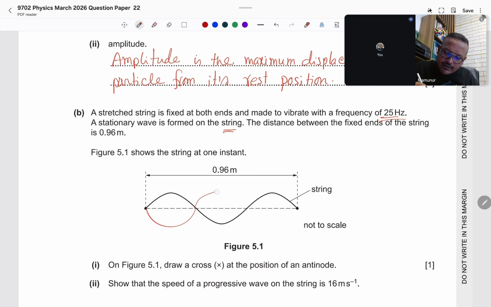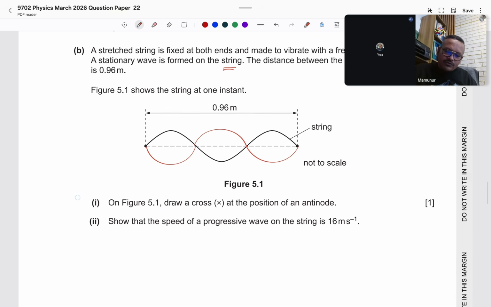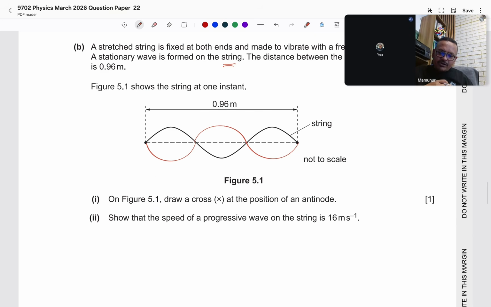So here I can reshape it. This is the stationary wave. Figure 5.1 shows the string at one instant. On figure 5.1, draw a cross at the position of an antinode. Antinode is the area where the amplitude is maximum. So we can make a cross here, here, or here, anywhere.